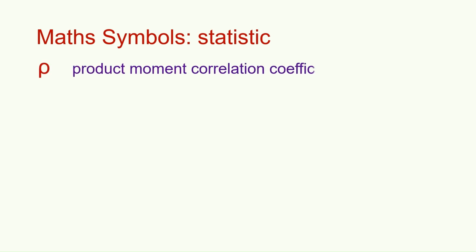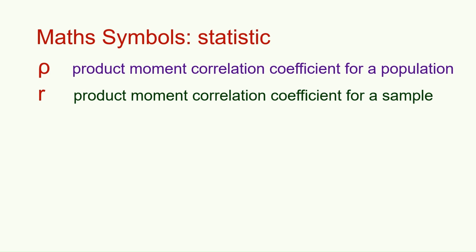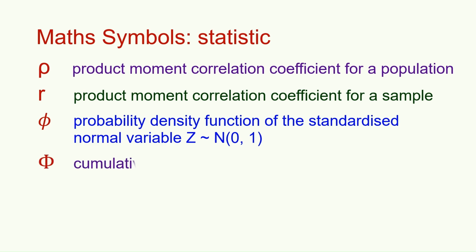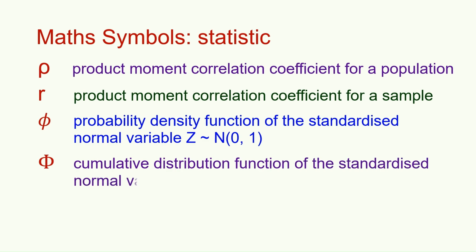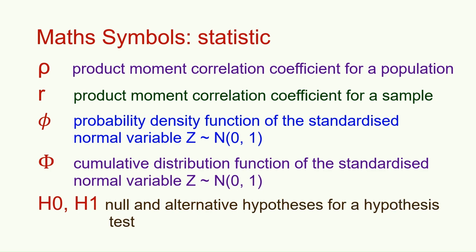Rho: product moment correlation coefficient for a population. r: product moment correlation coefficient for a sample. phi: probability density function of the standardized normal variable Z distributed N(0, 1). Capital Phi: cumulative distribution function of the standardized normal variable Z distributed N(0, 1). H0, H1: null and alternative hypotheses for a hypothesis test.